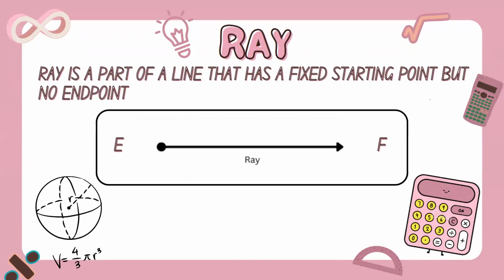So today we are going to learn about a ray. A ray is a part of a line that is a mix of a line segment and a line. So we can see here that it's the mix.